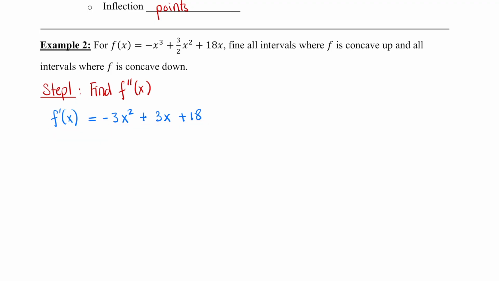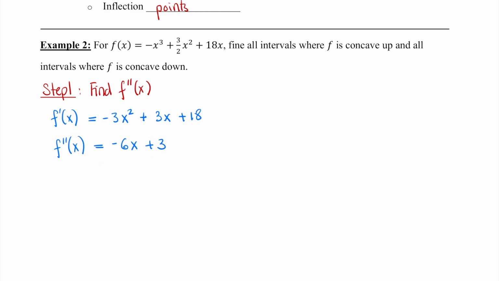Now take the derivative again. The derivative of negative 3x squared is negative 6x. The derivative of positive 3x is positive 3. And the derivative of 18 is 0. So my second derivative is negative 6x plus 3.